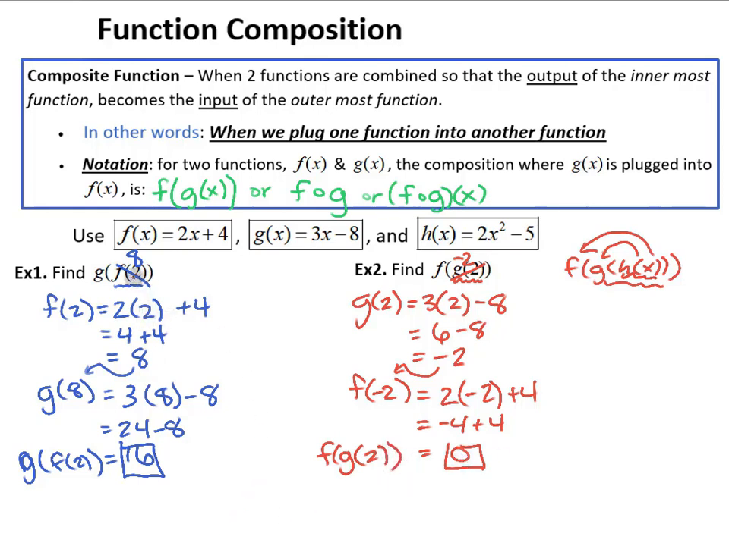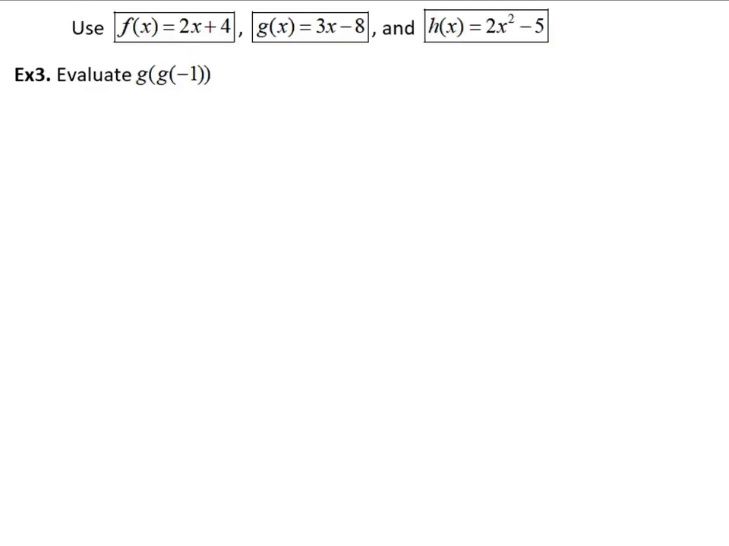So notice in these two, we plugged in positive 2 to both. The only thing we did was change the order. Did we get the same answer? Definitely not. So what does that mean? Order matters when it comes to function composition. Plugging in one way or the other can give us two completely different answers. So we need to make sure that we're paying attention to the correct order.